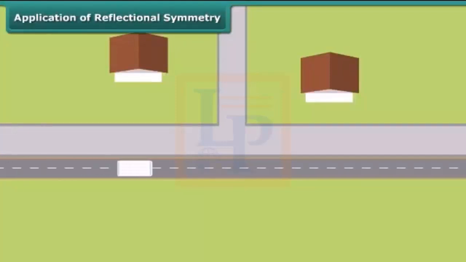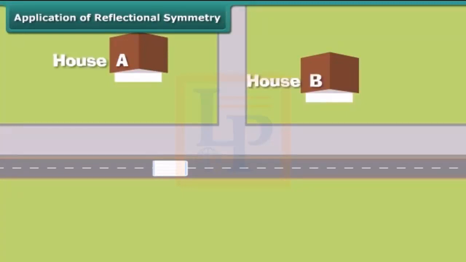Shyam, a milkman, wants to park his van at some point on street and distribute milk to houses A and B. Can you suggest him where should he park his van so that his walking distance from the street to the houses A and B will be least?